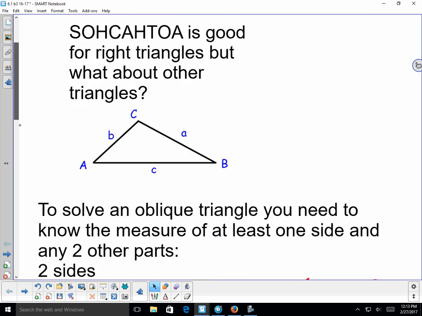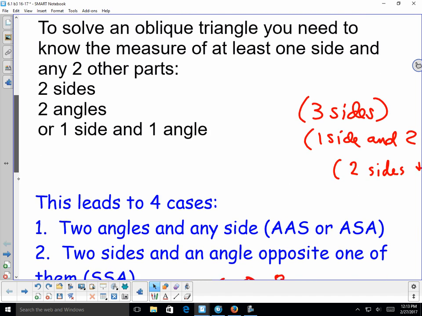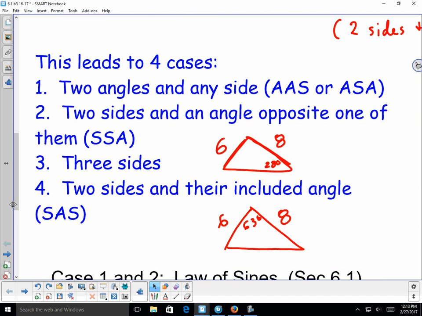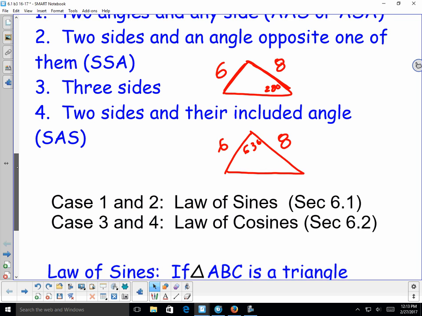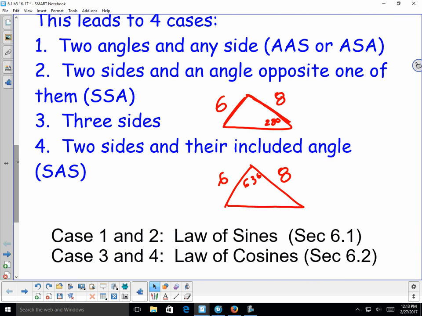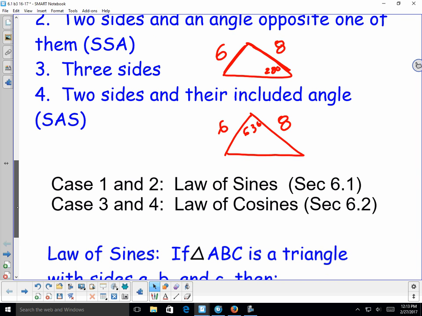So we started talking about the four different cases. Two angles and any side, that's AAS or ASA, or two sides and an angle opposite them, which is SSA. Or three sides given, or two sides and their included angle. What we've been handling is solving oblique triangles of case 1 and case 2 type. But we now need to say, what if it's case 3 or case 4?